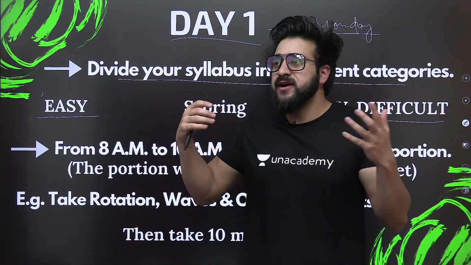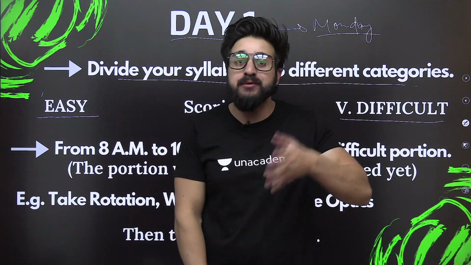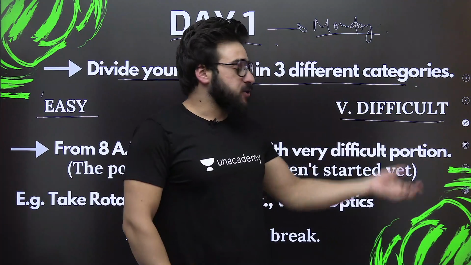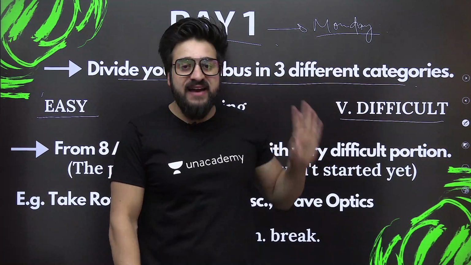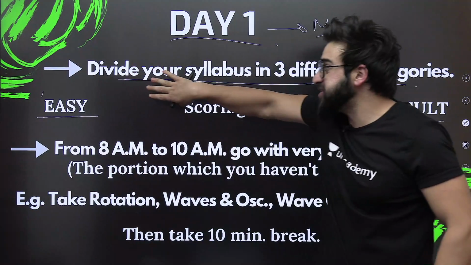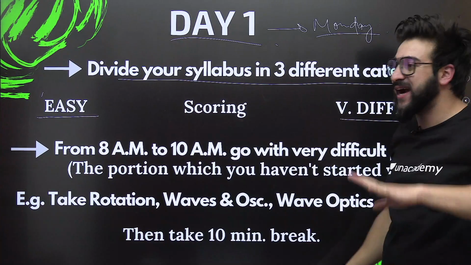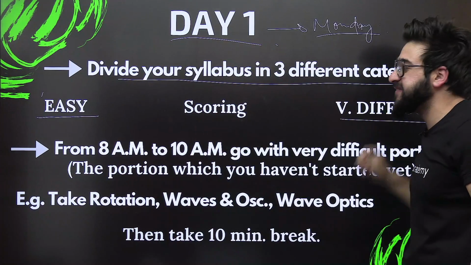Like some people say, sir, not able to solve the problems from SHM, not able to solve the problems from wave optics. So they can basically put that chapter in the very difficult category. So basically in the first step, what you are supposed to do is divide your syllabus into 3 different categories: easy, scoring, and very difficult.